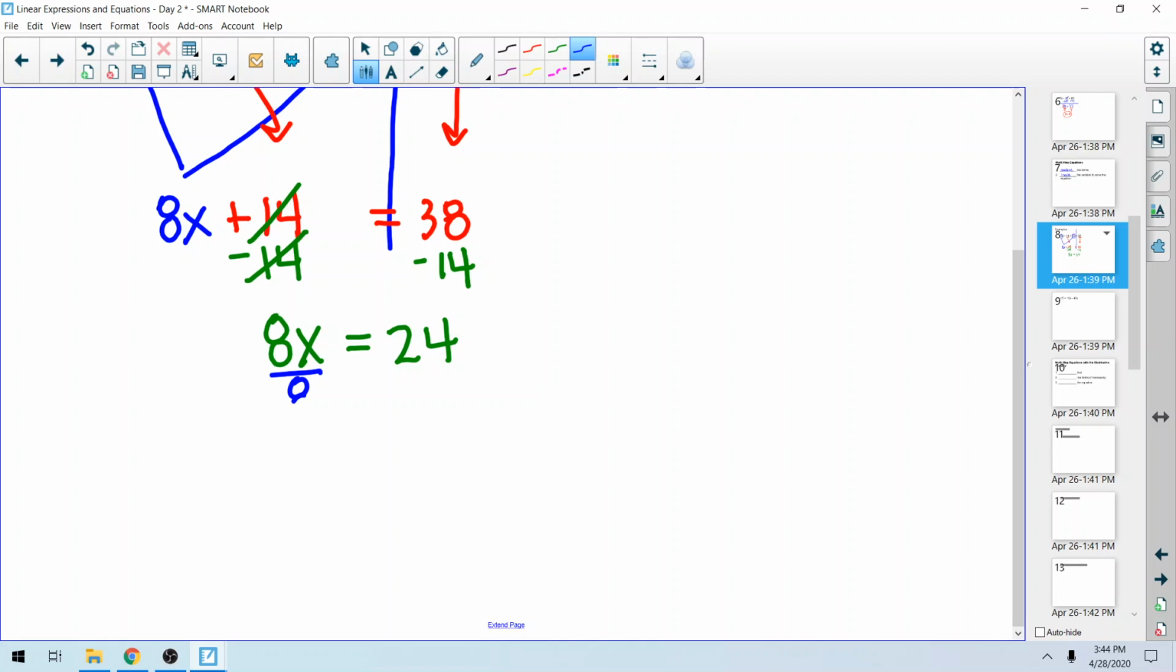Step 2, multiplication or division. So we're going to divide by 8. Divide by 8. 8's cancel to 1. 1x equals 24 divided by 8, 3.